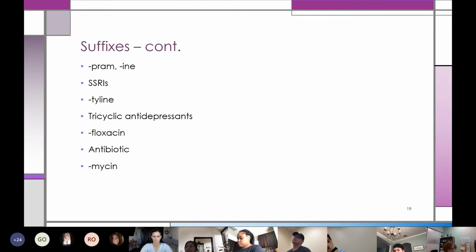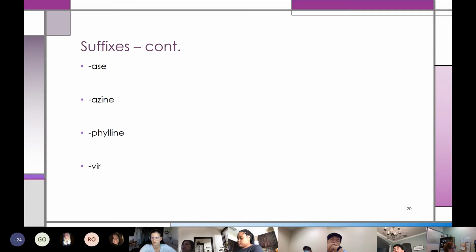And of course, your mycins. We talked about this one earlier, actually. Macrolides. Okay. Aminoglycosides, right? Like gentamicin, vancomycin. Those are the mycins. All right. Just a couple more pages here. There is a lot of them, but once you know these, your life will be so much easier when you're taking the NCLEX.